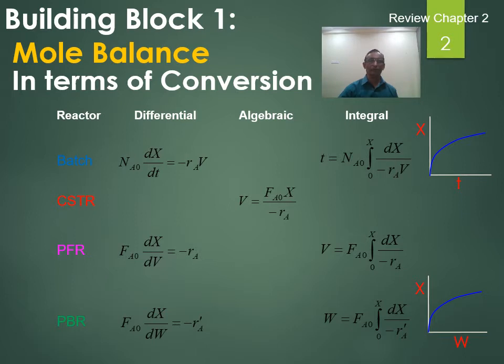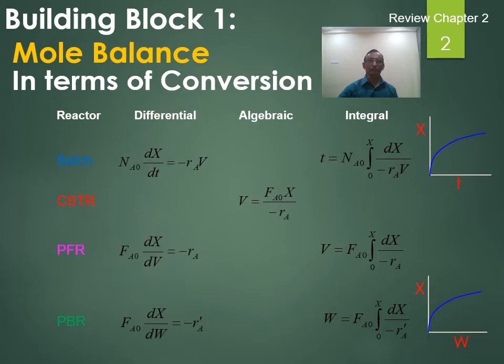dNA by dt equal to minus RA, and to find this we have substituted the value of dNA by dt, that is the moles, in terms of X. So that's why we get NA0 dX by dt equal to minus RA into V. In the batch reactor we are finding out how much time you require to complete that particular conversion. So we are going to get the integration here: t is equal to NA0 integral 0 to X, 0 to 50% means 0 to 0.5, 0 to 90% means 0 to 0.9. So how much time is required for 90% conversion, and how much time you require for 50% conversion, that you are going to identify in the batch reactor.